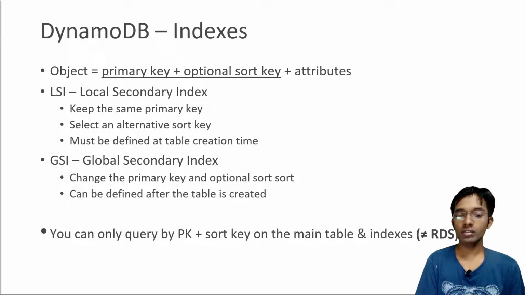So the idea in DynamoDB is that you can only query by primary key plus sort key on the main table and the indexes. It's not like RDS where you can query any single column and any single row. In DynamoDB, you need to think about what your queries are going to be and create the right indexes for them to work. So this is a major difference between a traditional RDBMS, Relational Database Management System, such as RDS, and a NoSQL database such as DynamoDB. In DynamoDB, if you want to query something, you need to make sure an index has been created for it in advance.